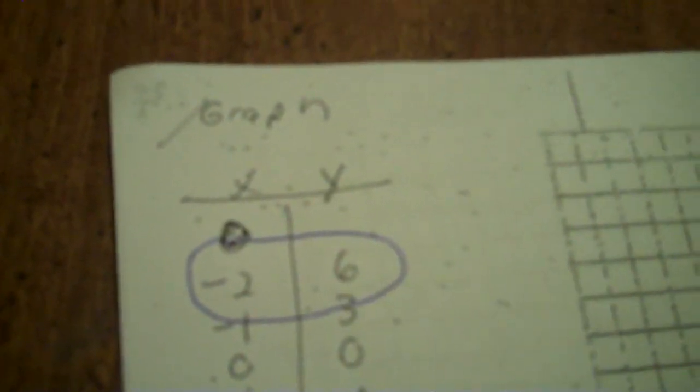So -2, 6. I go to -2 on X. So I just count squares. So negatives over here. So -1, -2. But don't make a point yet, because now you go to +6 on the Y. 1, 2, 3, 4, 5, 6. So this coordinate is called -2, 6.